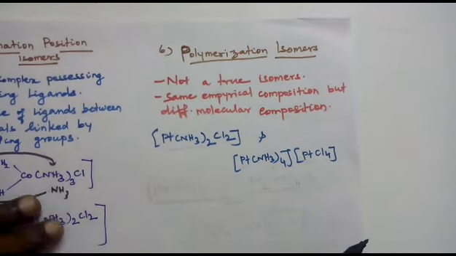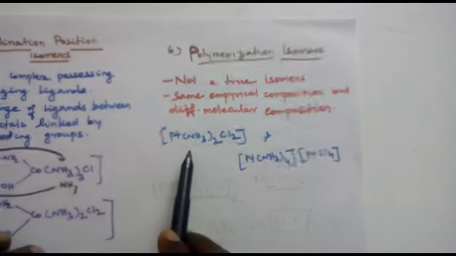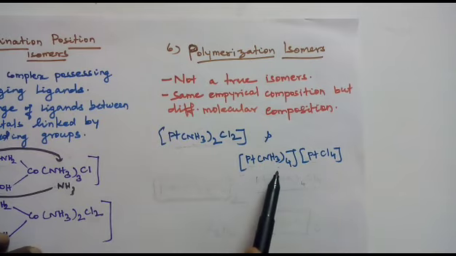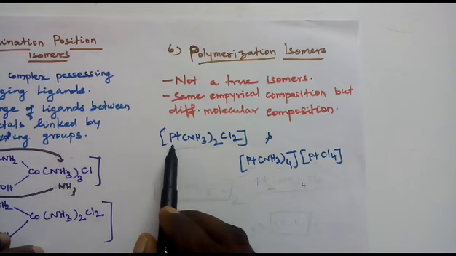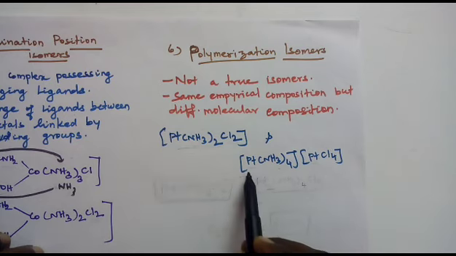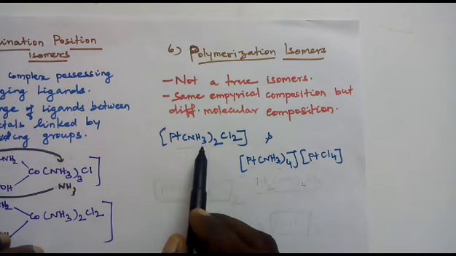Look at this. This is the last one, polymerization isomerism. This is a little special, and this is unique as well. Actually, this is not a real isomerism. Why? Look at these. This one and this one. These two are isomers, but see how many platinum here? 1 platinum. Here 2. And here 2 ammonia, here 4 ammonia. That means 2 times of ammonia.